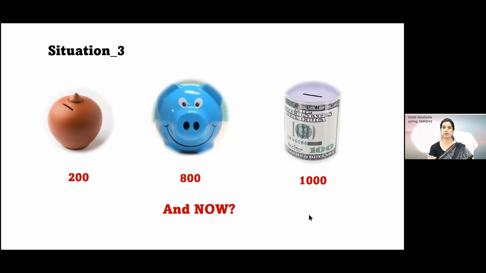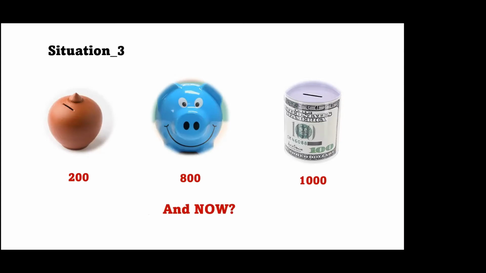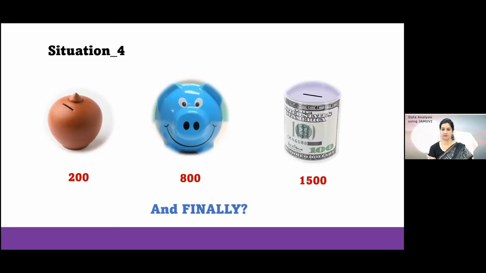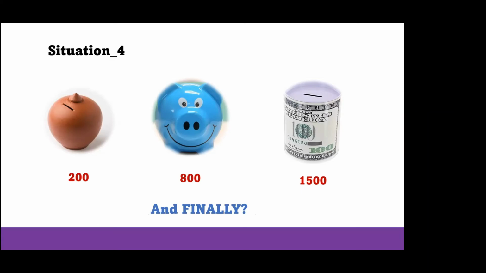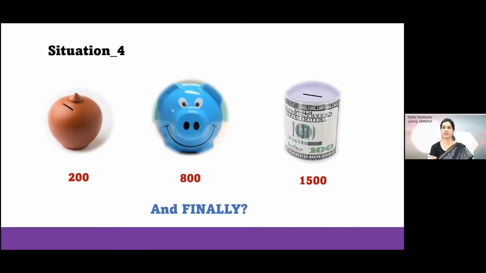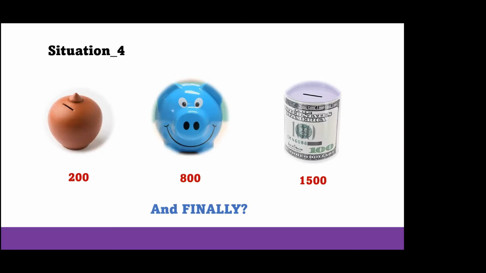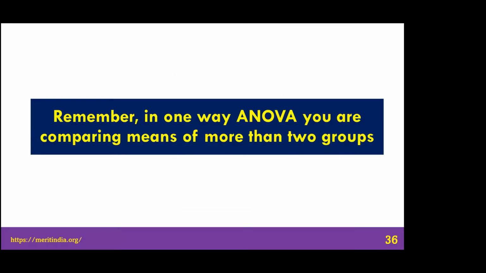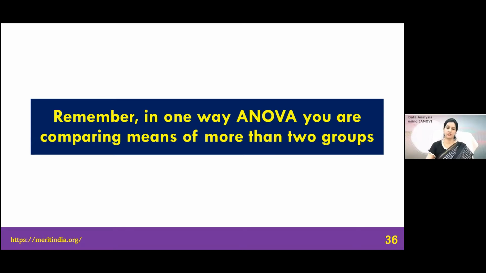What about this now? 1 and 3, ma'am. Between 1 and 2 and 1 and 3 also. Yes. And finally this? All the differences are significant. Yes. So 1 and 2, 1 and 3, and 2 and 3. All are significant. So in one-way ANOVA, we are comparing the means of more than two groups.